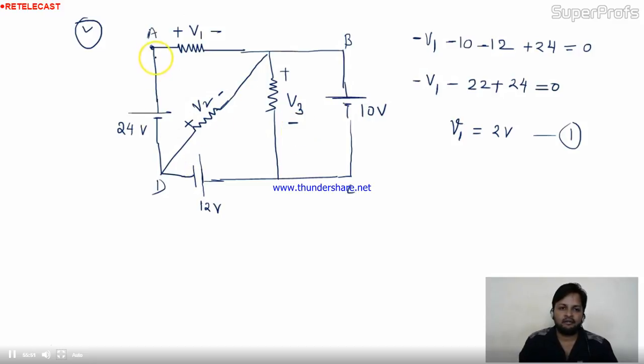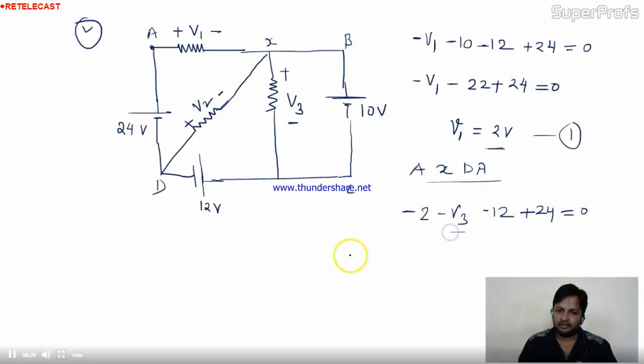How? Again, I'll apply KVL in this circuit now. Take it as X. So I'll apply KVL in the loop A, X, D, A. Starting from A, I'm getting minus V1. The V1 value I already have is 2. Coming from X to this side, I'm getting minus V3. Minus V3 over here. I'm getting minus 12. Minus 12. At the end I'm getting plus 24 equal to 0.